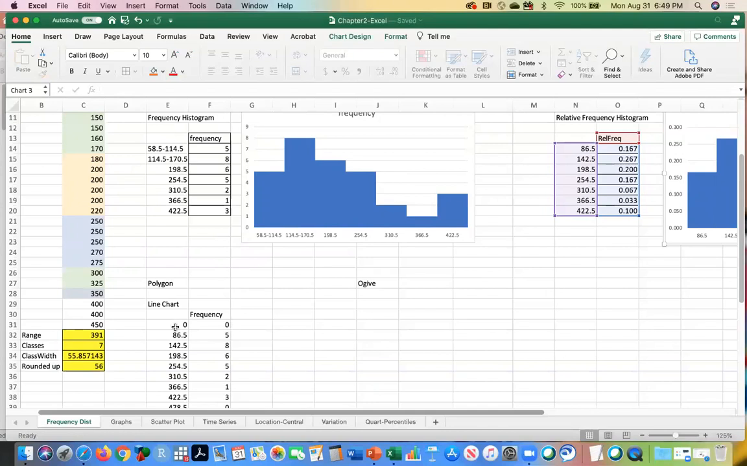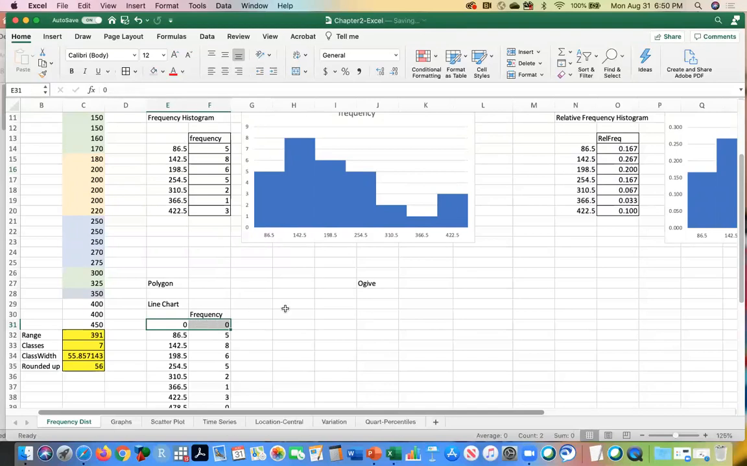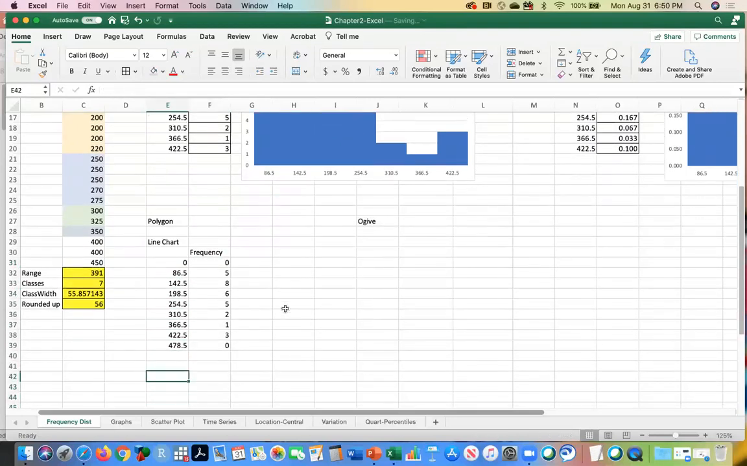So in this case, I added a 0. My first midpoint is 86.5. So that's the first one. The second was 142.5. So to use the same thing, I added an additional data here and an additional data below, right? I use an arbitrary number that is higher. Probably was the previous one plus 56, which is the class width, just to create an additional observation.